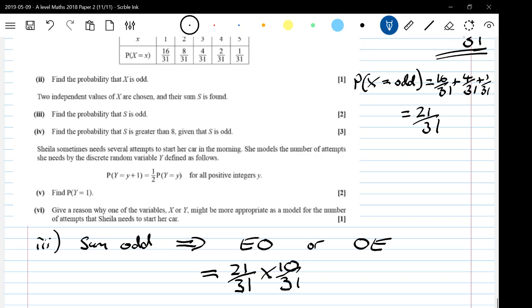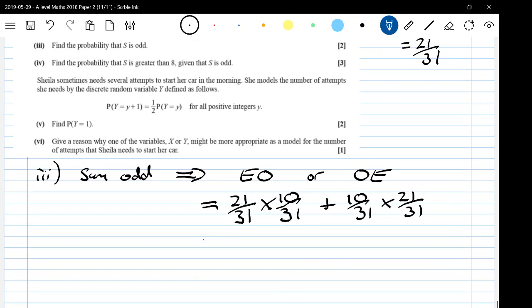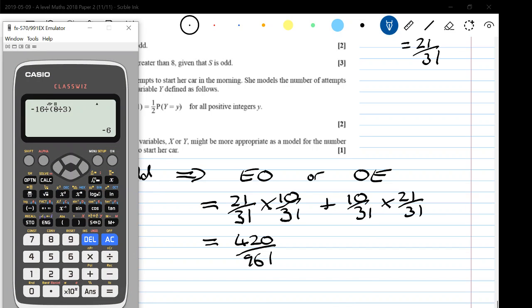And then we're going to do it the other way around. So plus 10 over 31 times 21 over 31. And that gives us 420 over 961, I think. Is that right? 21 over 31 times 10 over 31. And we need to double it because we've done that twice. 420 over 961.